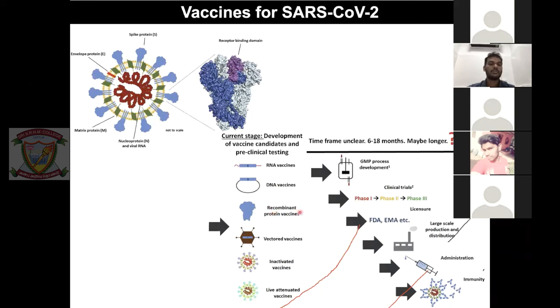And similarly, recombinant protein vaccines. Similarly, there are several different techniques that have been employed, and they are in multiple different phases. But how long is it going to take? Six months to one year, or maybe more than that, we don't know exactly right now. But we have a lot of promising research that is coming to the air right now.